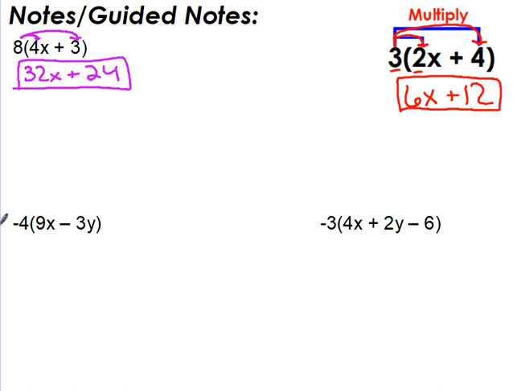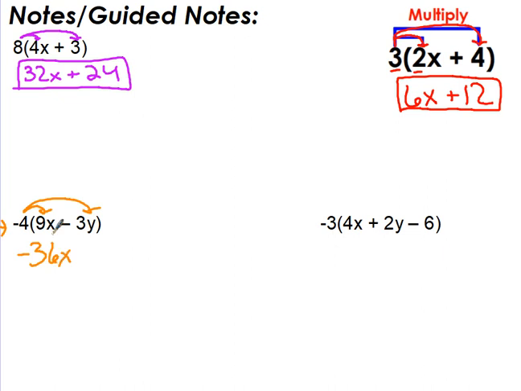So try this one on your own and see how you feel about it, and then pause the video, try it. It's only going to take you a couple seconds, and then you can come back and see how you did. So negative 4 times 9, so again, distributive property. I'm multiplying negative 4 times everything inside those parentheses. So negative 4 times positive 9, a negative times a positive is negative. 4 times 9 is 36, so that's negative 36, and then the x just tags along.